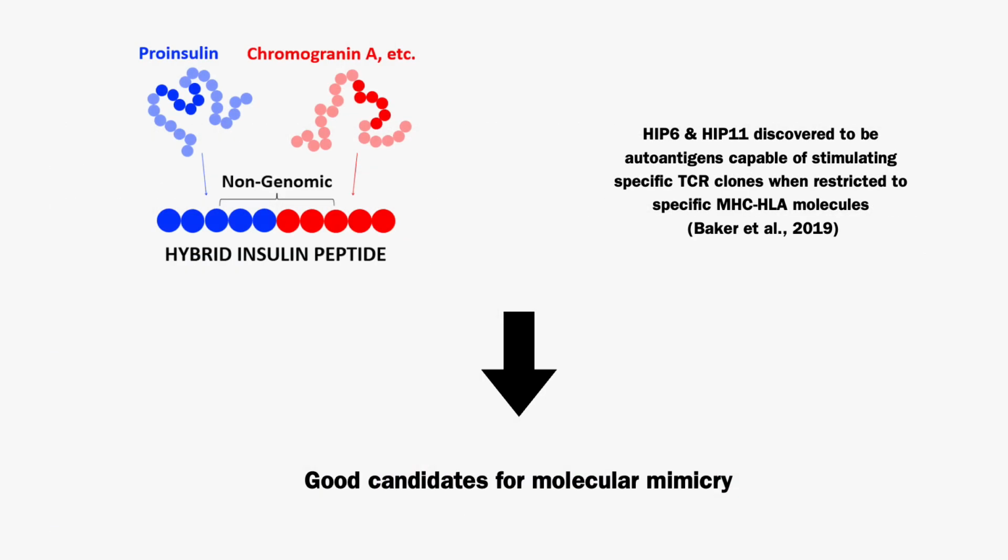The self-target this project investigates here is unusual. It's called a hybrid insulin peptide, or HIP. HIPs form when a fragment of proinsulin fuses to a fragment of another beta cell protein, like chromogranin A. It's a fusion that isn't written in the genome, so the immune system was never trained to tolerate it. In 2019, research showed that HIP6 and HIP11 can activate specific T cell receptor clones on specific HLA molecules. This makes them good candidates for molecular mimicry. If a virus or bacteria carries something shaped like a HIP, it could be a trigger.